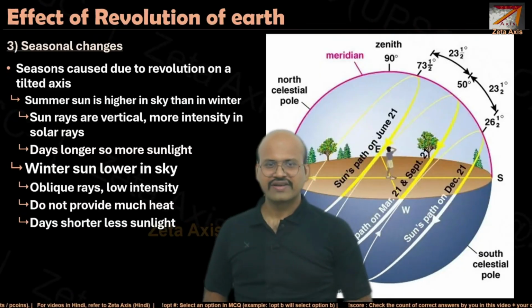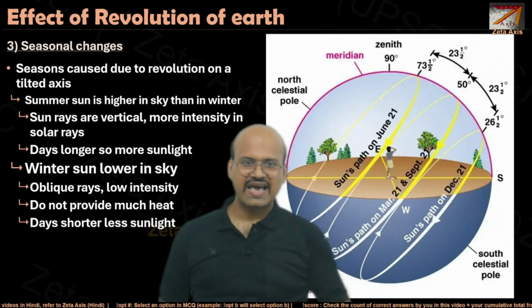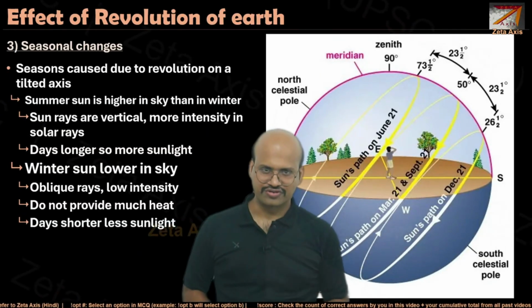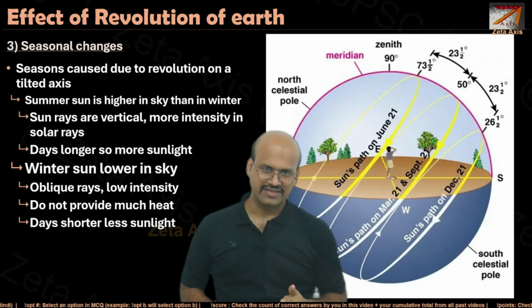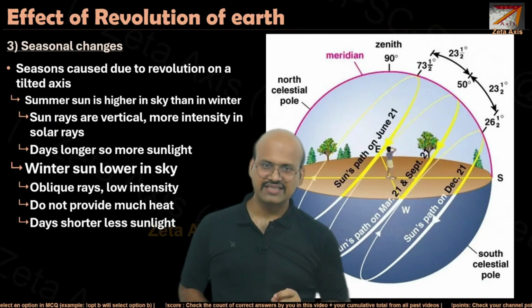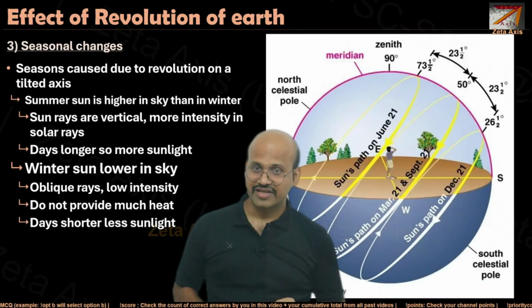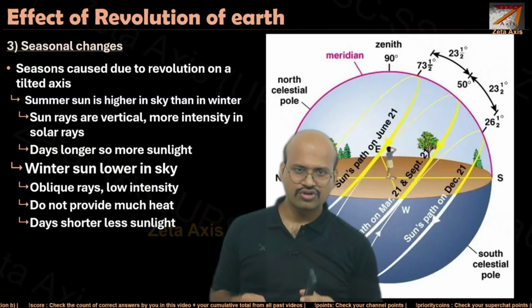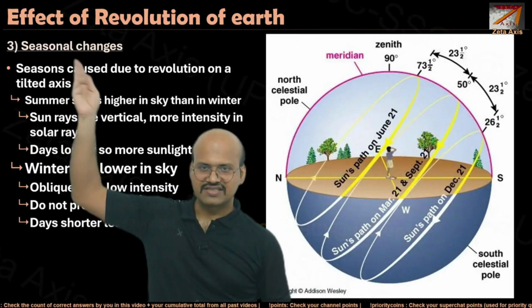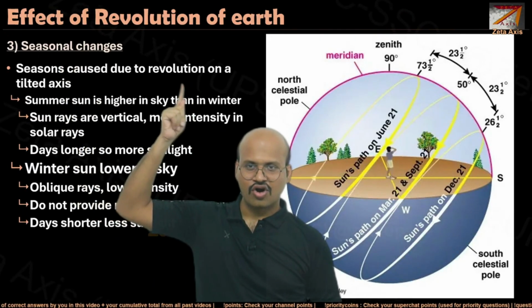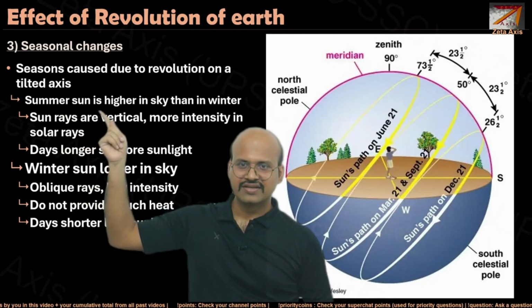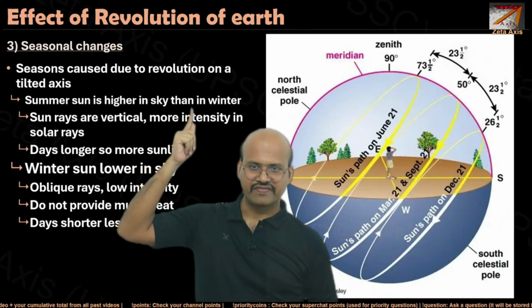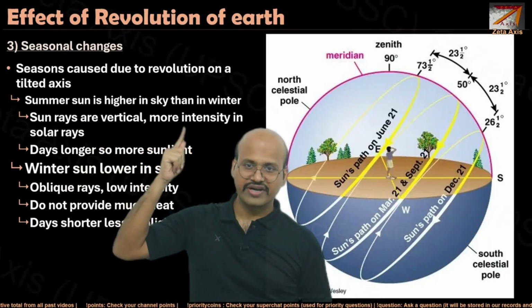Now we also know that because of the inclined rotation axis and revolution, remember again, both of these things are important. Just the inclination of our earth does not give us seasons, it is also the revolution. Therefore both of these factors give seasonal changes. Seasons are caused due to rotation on a tilted axis. In summer, the sun is higher in the sky than in winter. Sun rays are vertical, with more intensity in the solar rays.